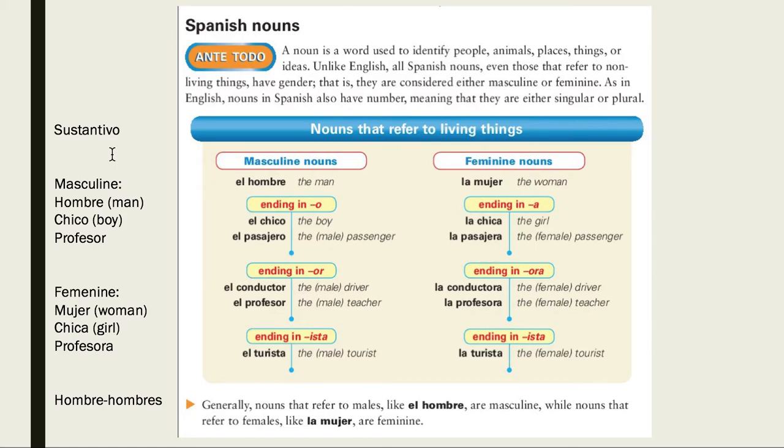Generally, nouns that refer to males are masculine, like hombre, man, chico, boy, or profesor, professor, whereas nouns that refer to females are generally feminine: mujer, woman, chica, girl, or profesora, a female professor. Similarly to English nouns, Spanish nouns can either be singular or plural. So for example, one man would be hombre, while multiple men would be hombres.